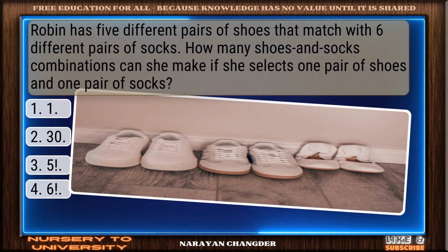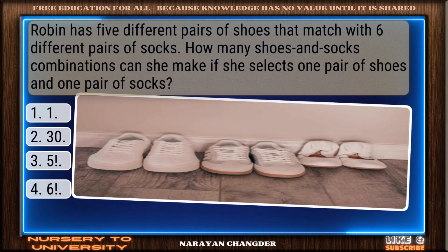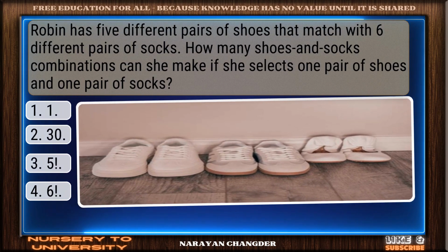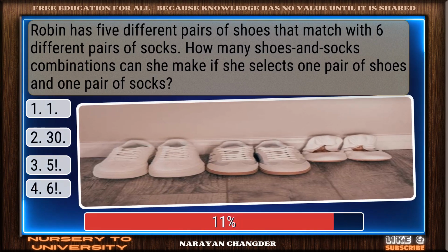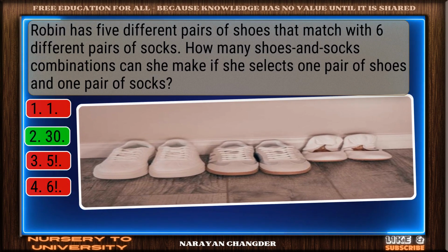How many shoes and socks combinations can she make if she selects 1 pair of shoes and 1 pair of socks? Great job. 30 is accurate.